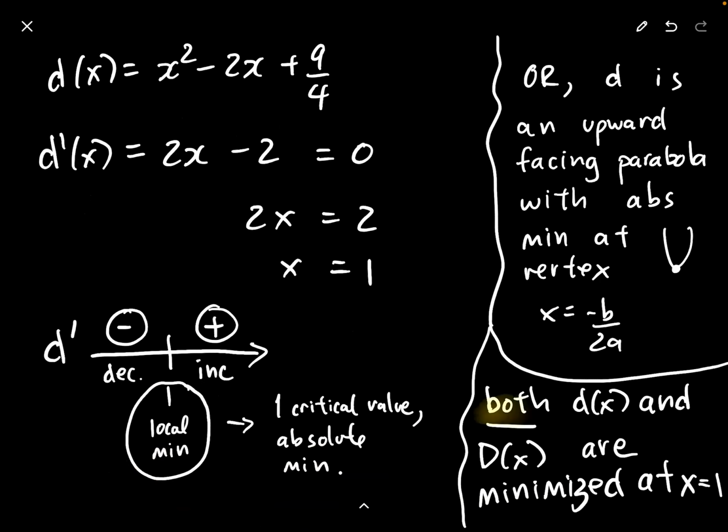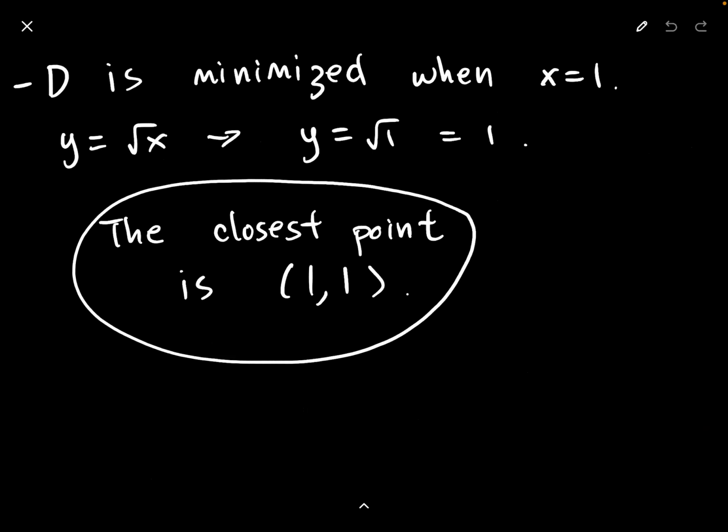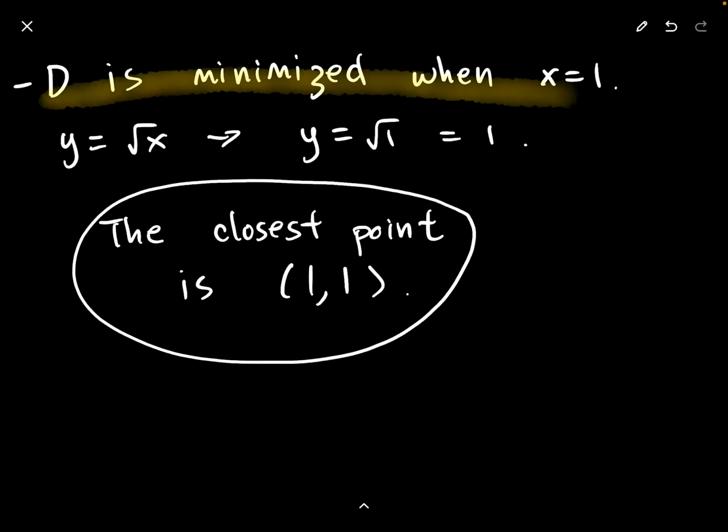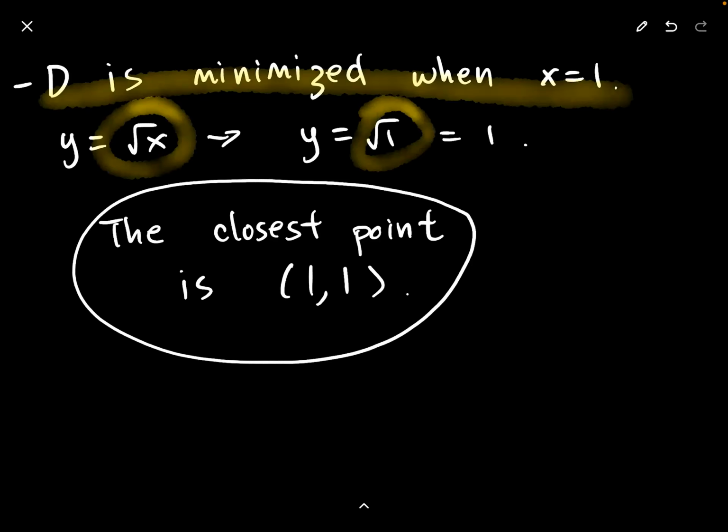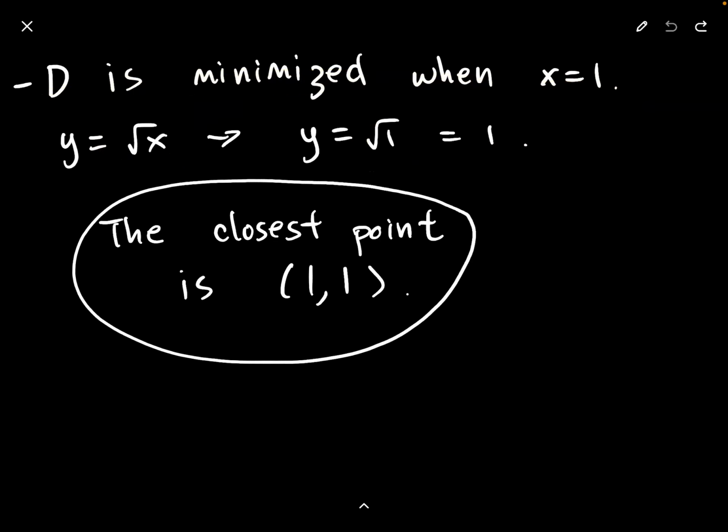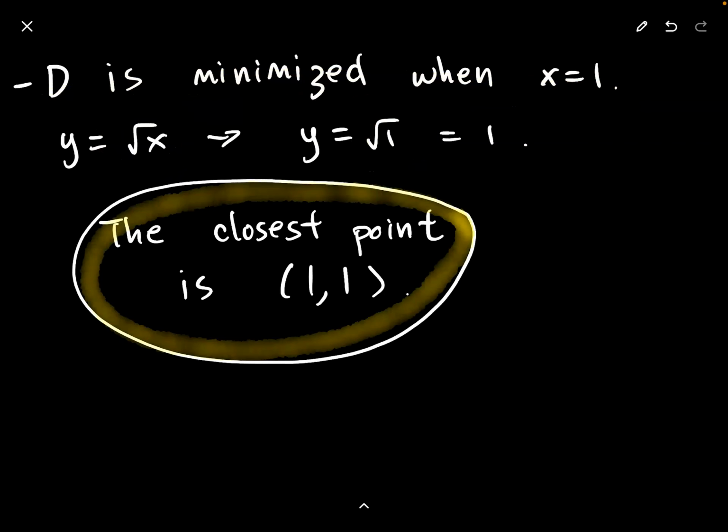And as we said before, both little d and big D are minimized at x is equal to 1. So the distance big D is minimized when x is equal to 1. When x is equal to 1, y will be root 1, which is 1. So the closest point is the point (1, 1).